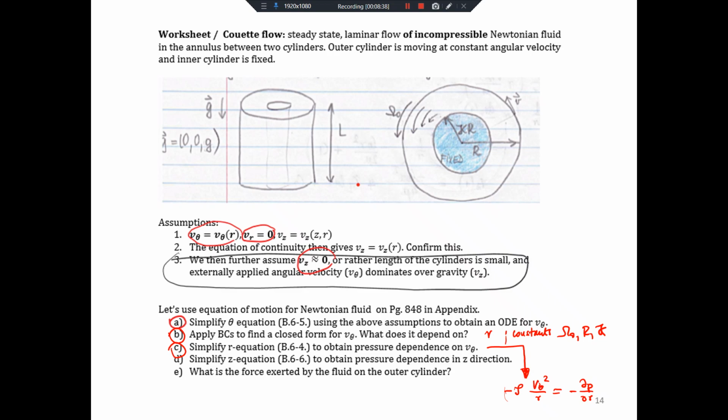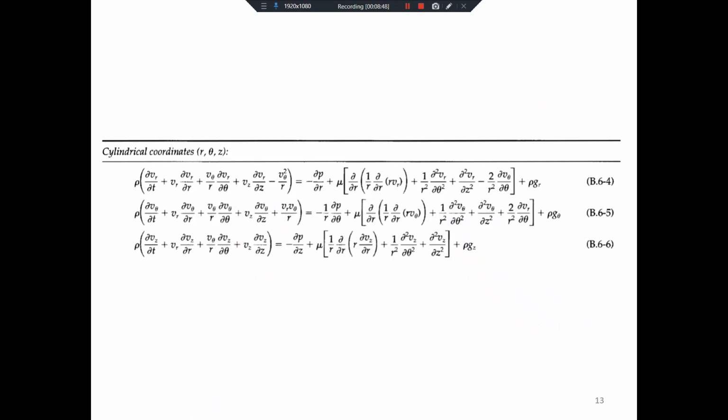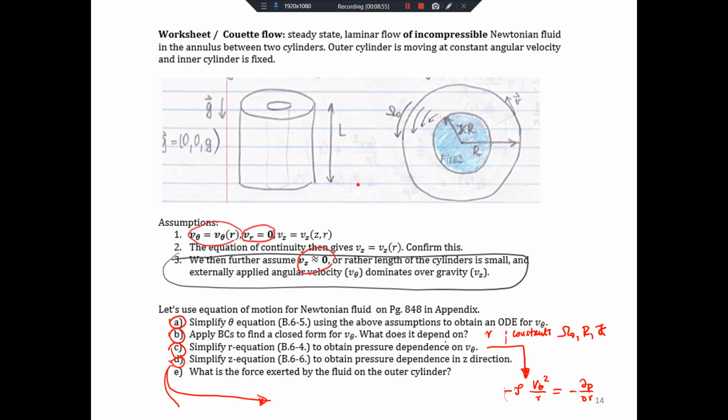And then when I simplify the Z equation, B6, I should obtain that 0 is dp/dz plus rho g. We're not going to solve these, so pressure is a function of R and Z.